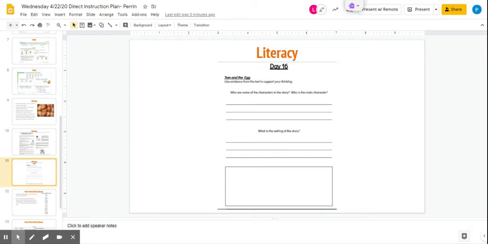So if you're doing the setting of the story and the setting of the story is at the zoo, you might not just say zoo. You might tell that there were animals in the zoo. Tell me some way from the story that you know that.